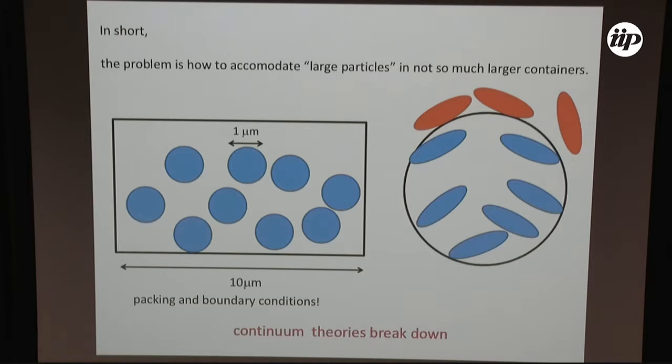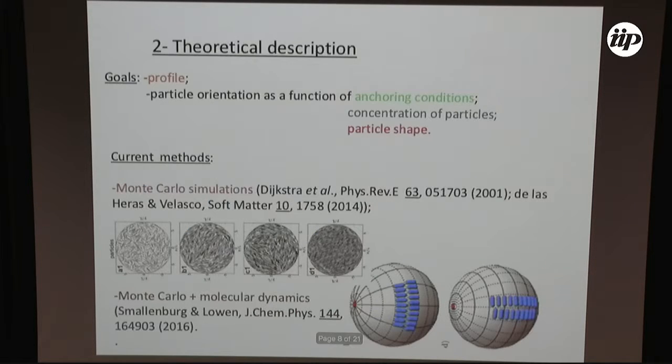In this case, the continuum theories don't work anymore. You don't have a volume which is large enough to use continuous theories, but it's not small enough to have so few particles. So in this case, there is always a trade-off between the packing of the particles, the boundary conditions and the geometry of the vessel. So we want to describe the profile, the particle orientation, as a function of the anchoring conditions, the concentration of the particles, and the particle shapes.